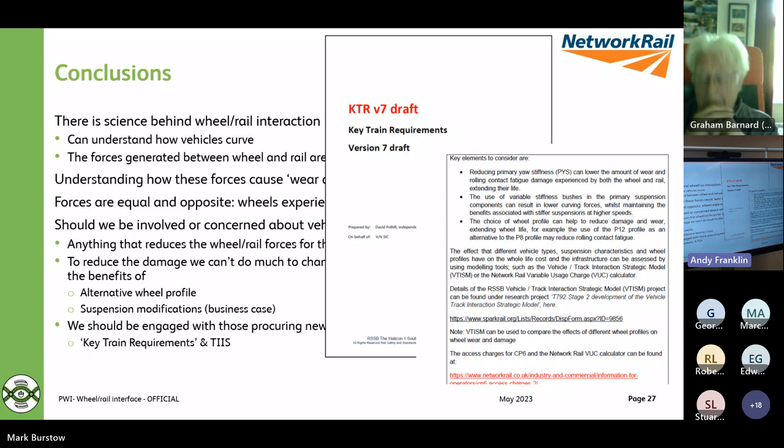On selecting a wheel profile, how much does speed play a part? So wheel profile selection really goes hand in hand with suspension design. You'll come from the point of view of designing a vehicle for a particular speed, and one of the things you'll come back to is the hunting analysis. You'll want to know what the stability limit is for that suspension design, and that will limit your conicity and then allow you to work out what it is.